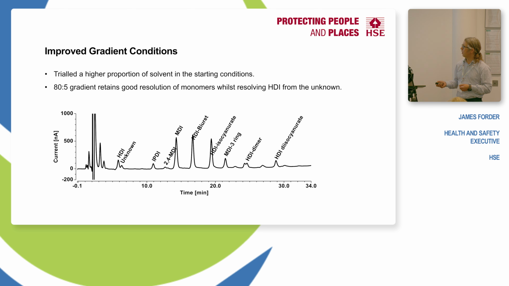So we retain the gradient, which retains good resolution of the monomers, all the way out here: HDI, MDI, and then these different oligomers. Improved sensitivity, and you've got resolution up here, well away from the reagent peak, which is well separated from us. And you've nicely corrected for that change in the baseline.